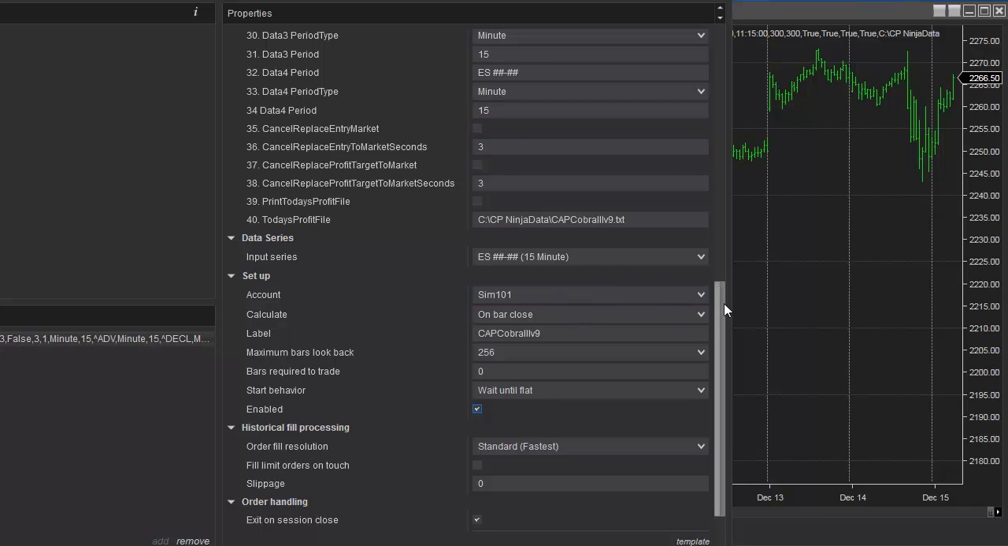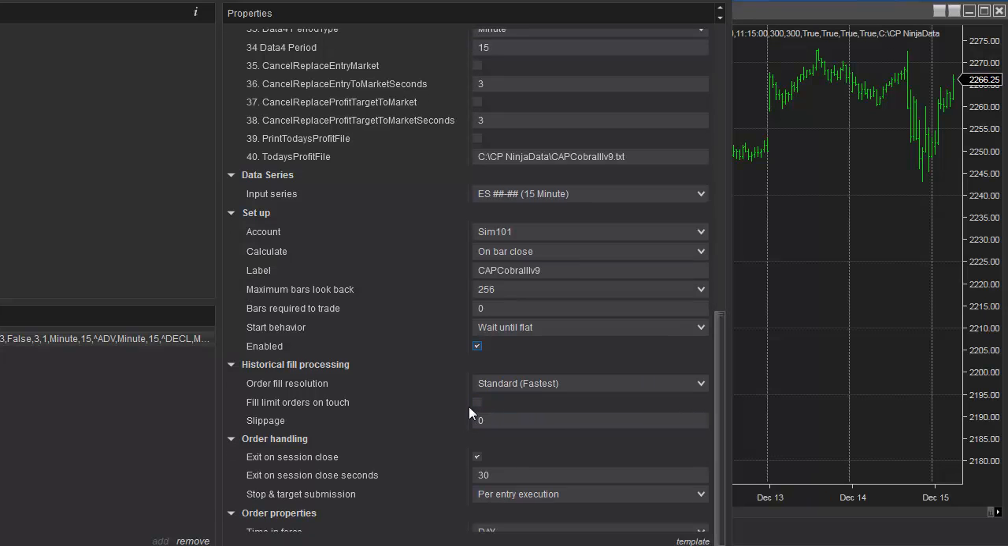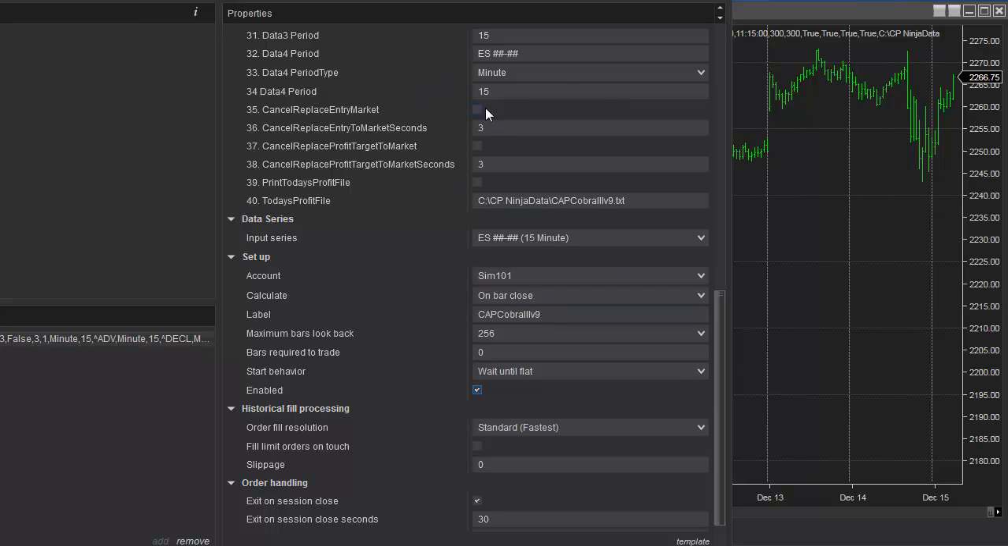And so if we want to implement this strategy where we fill the limit orders on touch, we also want to cancel and replace entry to market. This is only effective during automation. This doesn't affect the back test. So I had it unchecked, but that only affects the automation, not the back testing. So now we're going to take a look at the back test, where if we implemented it, we would leave these unchecked. So for back testing purposes, it doesn't matter whether you have this checked or not.